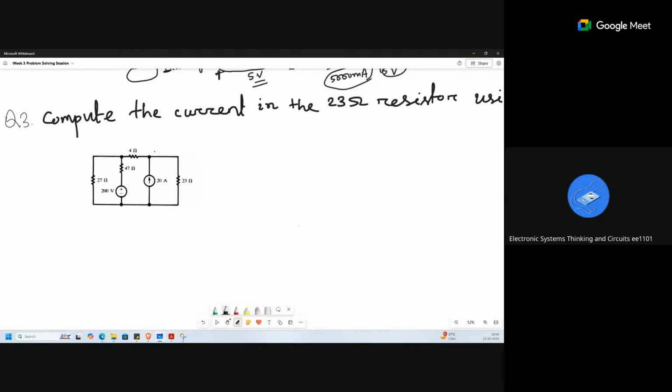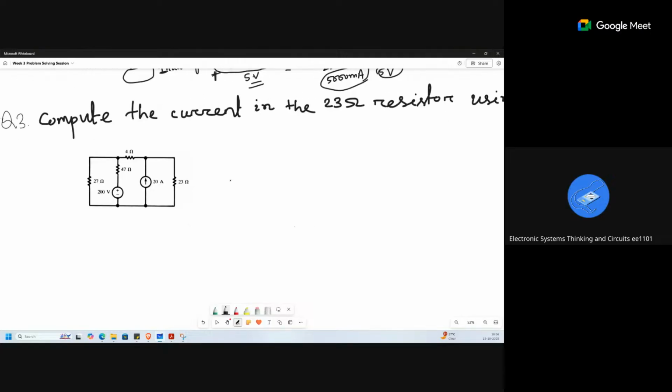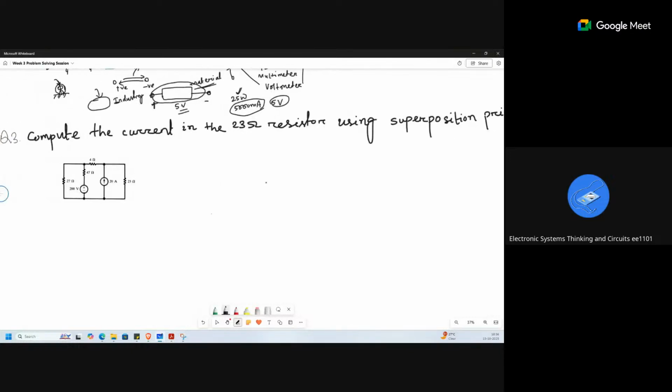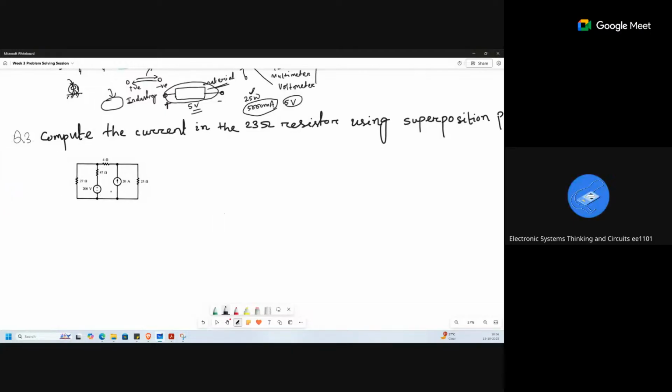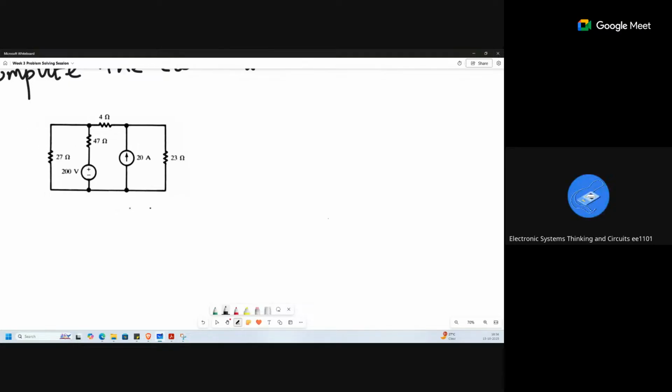This is the next question. You have to compute the current in the 23 ohm resistor using the superposition theorem. You have studied the superposition principle. If you have more than one source in the circuit, you have to deactivate one source, activate the other source, and find the same thing, current across 23. Then at the end, you have to add both. Can you try by yourself and let me know? According to you, I will solve here.